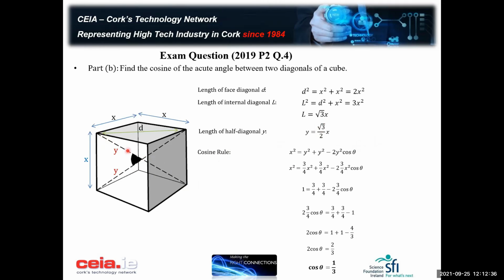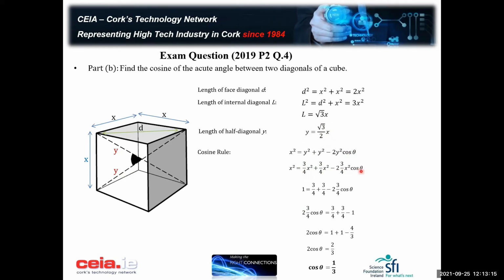Okay, so now we have the length here, the length here, and the length here. Just apply the cosine rule here. We have x squared. So this length squared is equal to this length squared plus this length squared minus 2 times this length times this length times the cosine between them. All right, so x squared is y squared plus y squared minus 2y squared times the cosine of this angle theta. We know what y is in terms of x, so make that substitution. y squared, in fact, is 3/4 of x squared when we square this.